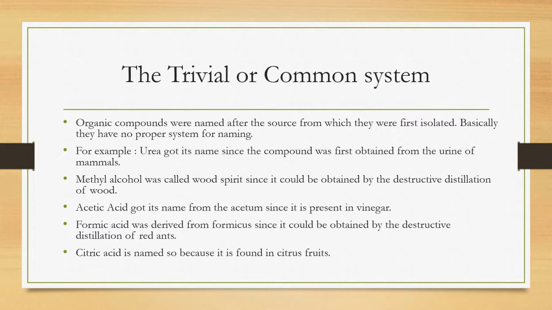Organic compounds were named after the source from which they were first isolated. Basically, they have no proper system for naming. For example, urea got its name since the compound was first obtained from the urine of mammals. Methyl alcohol was called wood spirit since it could be obtained by the destructive distillation of wood. Acetic acid got its name from acetum since it is present in vinegar. Formic acid was derived from formicus since it could be obtained by the destructive distillation of red ants. Citric acid is named so because it is found in citrus fruits.